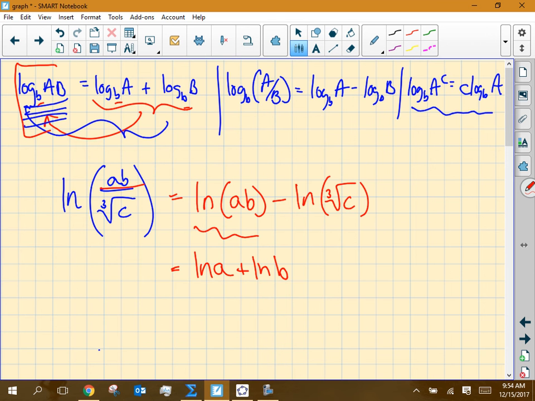And now I'm going to rewrite the root. You guys remember roots are just another way of writing fractional exponents, aren't they? So I'm going to write that as c to the 1/3. What can I now do with that exponent of 1/3? Bring it out in front. So ln of a plus ln of b minus 1/3 ln of c. And we've now expanded that thing. Basically you're done expanding when you have no more products, no more quotients, no more division, and you have no more exponents. Okay.